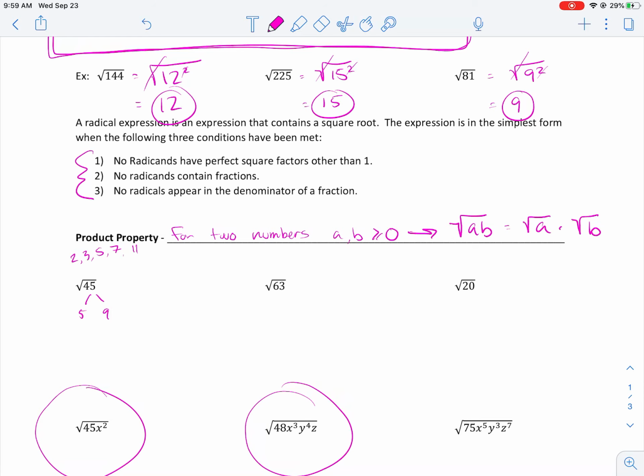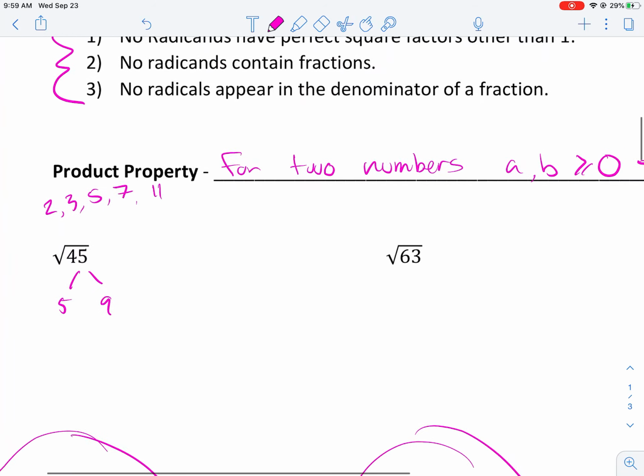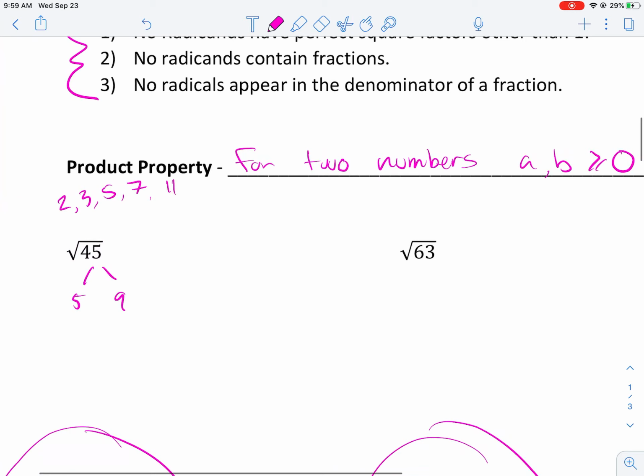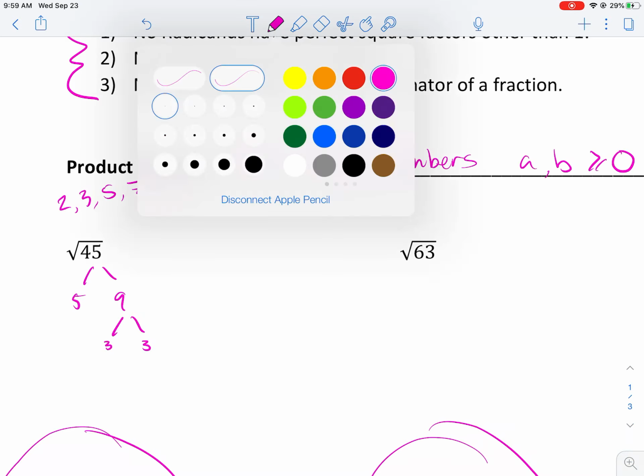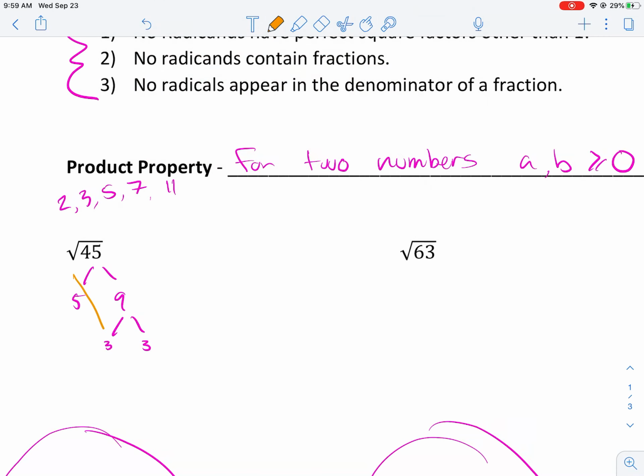Okay, so the next part. All right, we got a 9 here, so 9 is divisible by 3. All right, 9 is equal to 3 times 3. And now we have all prime numbers, so I draw my hockey stick. All right, I bring out a 3, and 5 was left behind, and so that stays underneath the radical. And that's our answer.